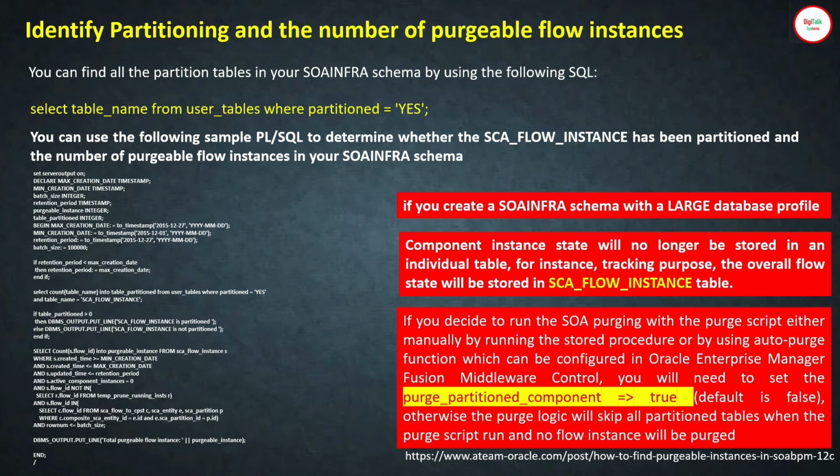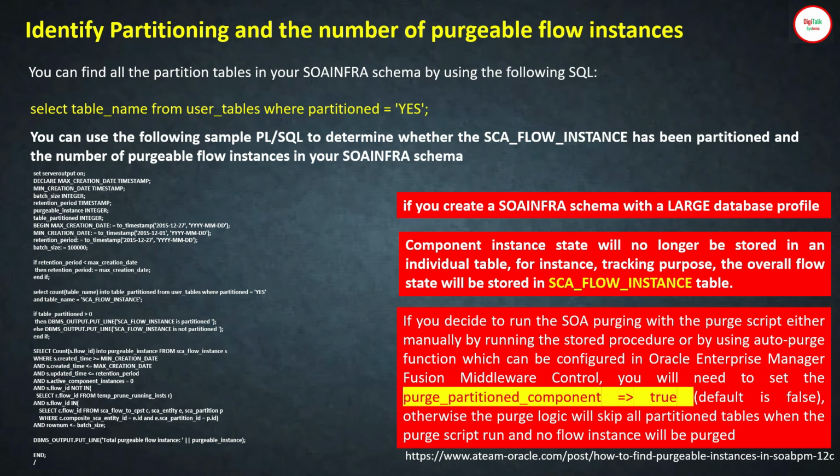Now, if you would like to identify whether your database is using partitioning or not, because it could be that the environment was configured by a different infra team, or configured long back, and you are not sure of the exact profile, you can run the commands that I have given on the screen. The first one is a simple query which you can run to check the status. The second is a query which will tell you whether your database is in a partitioning state or not, and it will also give you complete information on the number of purgeable flow instances you are going to purge.